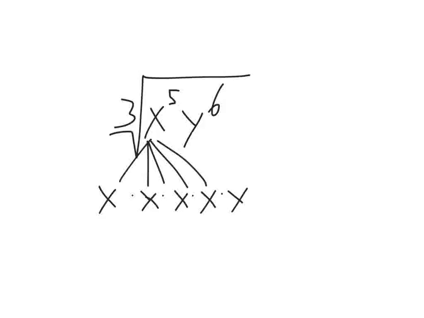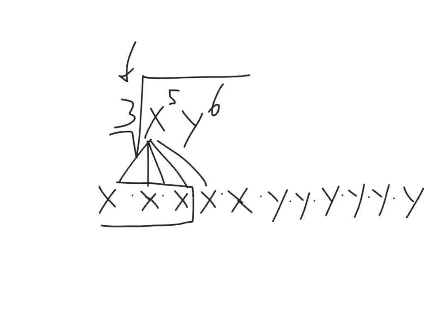There are 5 x's under x to the 5th power, and there are 6 y's for y to the 6th power. 1, 2, 3, 4, 5, 6. So the problem is now that this is a third root. That means instead of pairing these off to figure out what comes out, it's going to be groups of 3 that determine whether things come out.